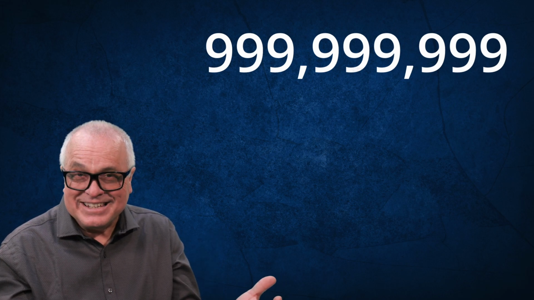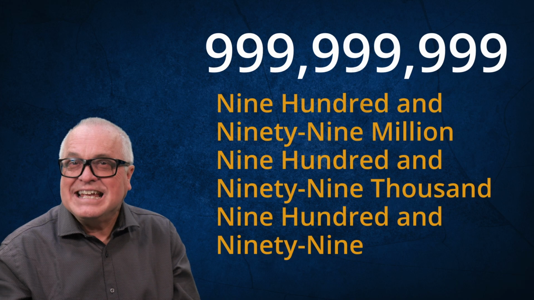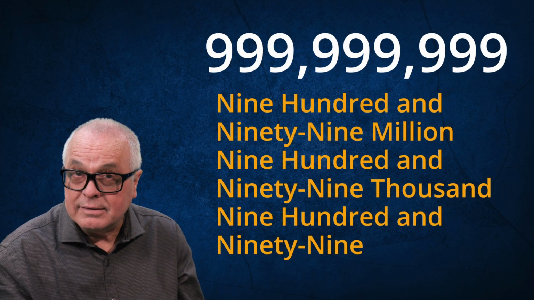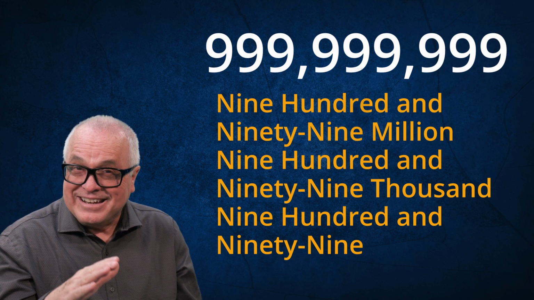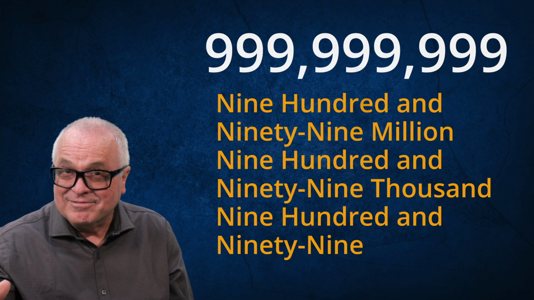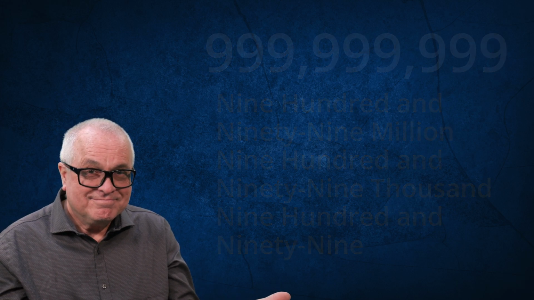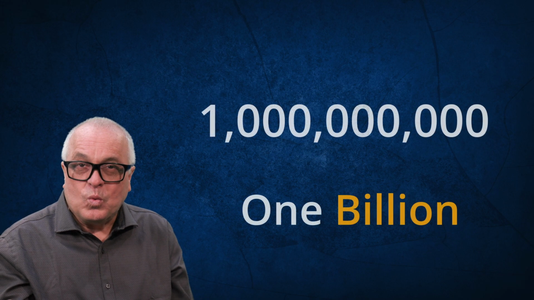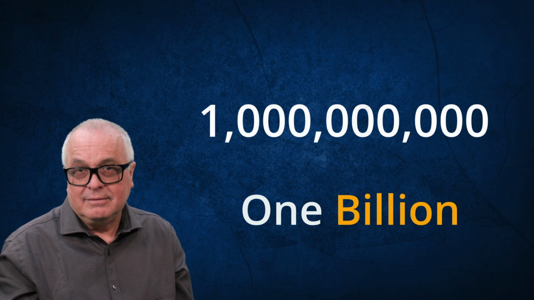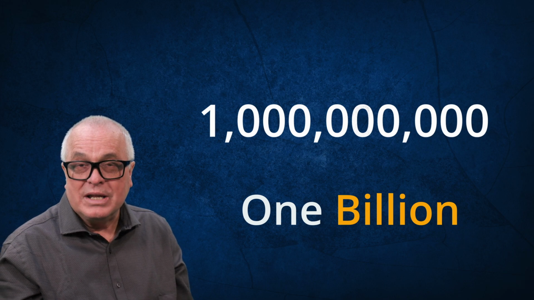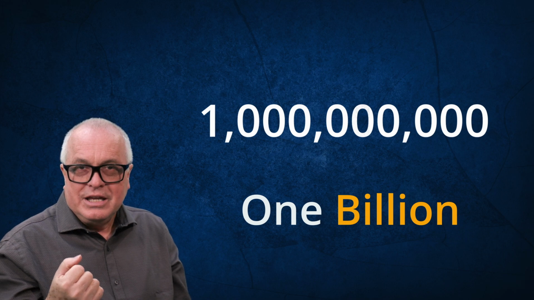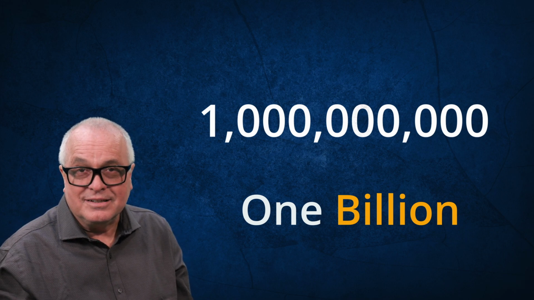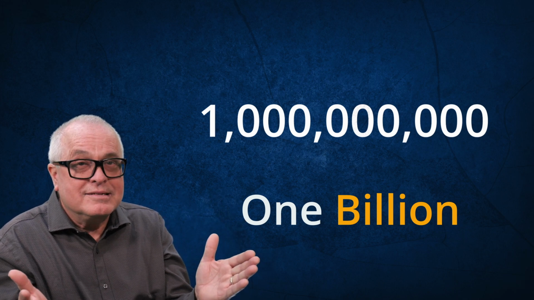How about this number? Easy, right? 999,999,999. What comes after that? That's right. It's 1 billion. How many zeros do we have? 1 billion. It's 9 zeros. If you see a number and it has 9 zeros in it, you know that you're in the billions.